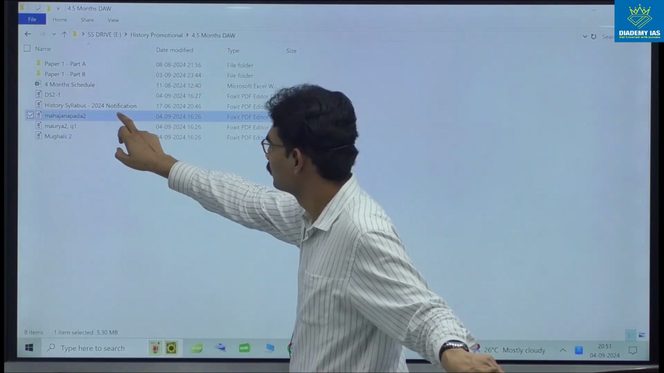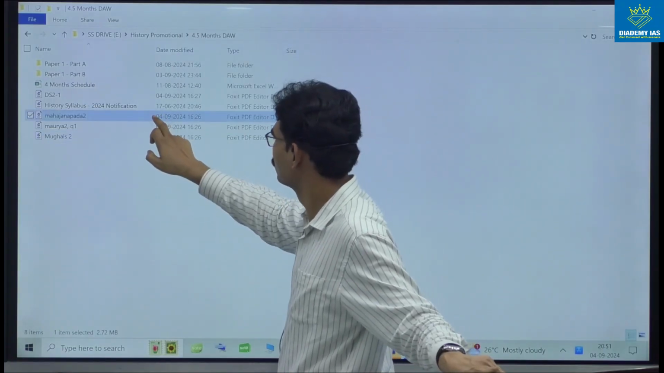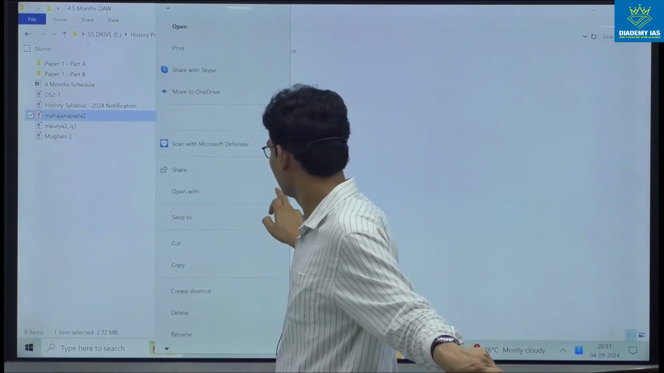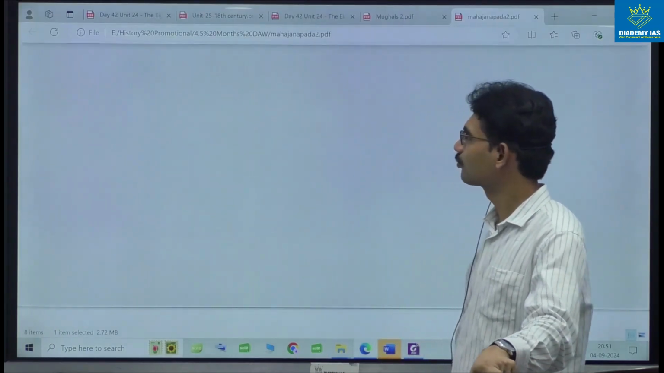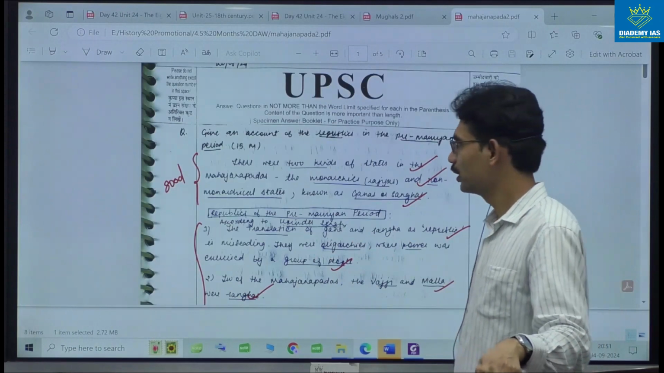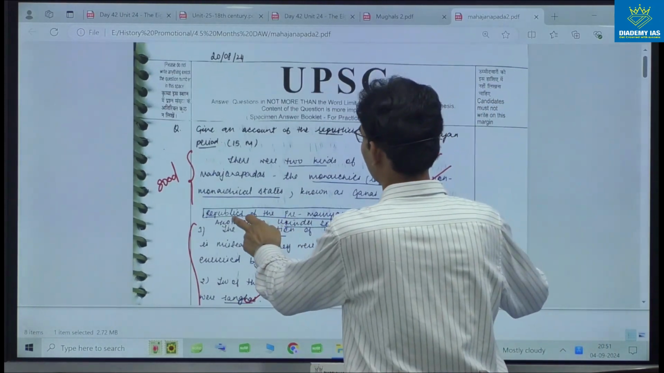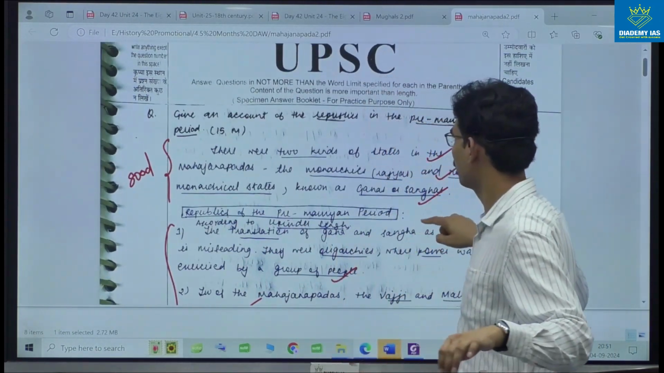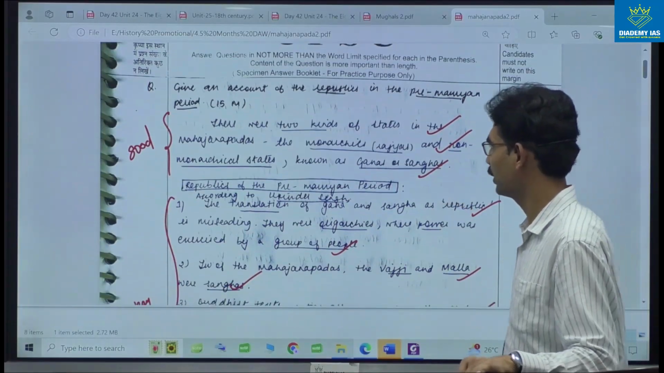Another student's copy. This is related to the ancient Mahajanapadas. The question is: give an account of republics in the pre-Mauryan period.